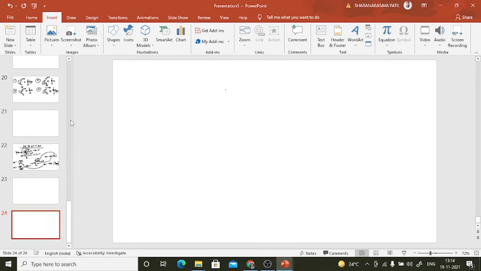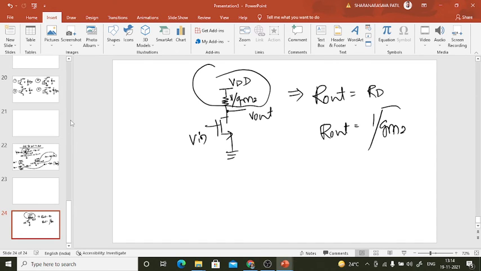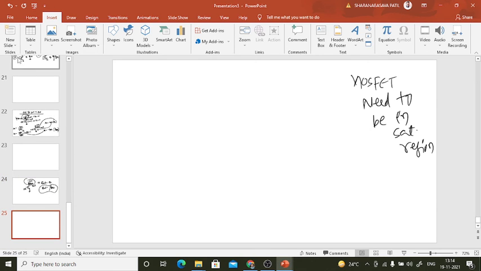Same, the circuit will look like this. This is V in, this is V out, and this is resistance 1 divided by Gm2. This is VDD. As I said earlier, the ROUT for common source without channel length modulation is RD. So what is RD? RD is equal to 1 divided by Gm2. This is the answer for this. Let's try the same problem with channel length modulation.